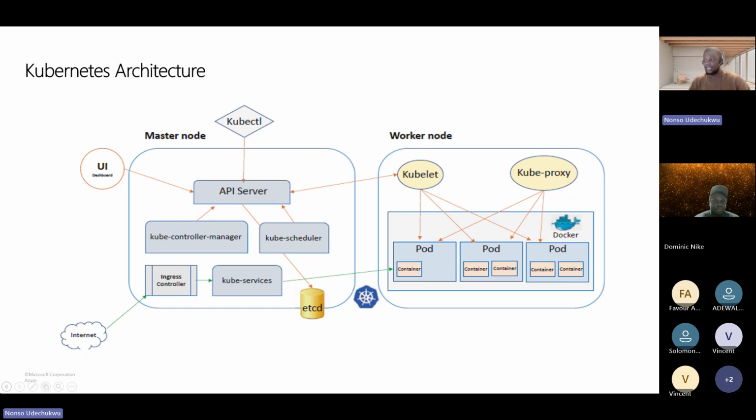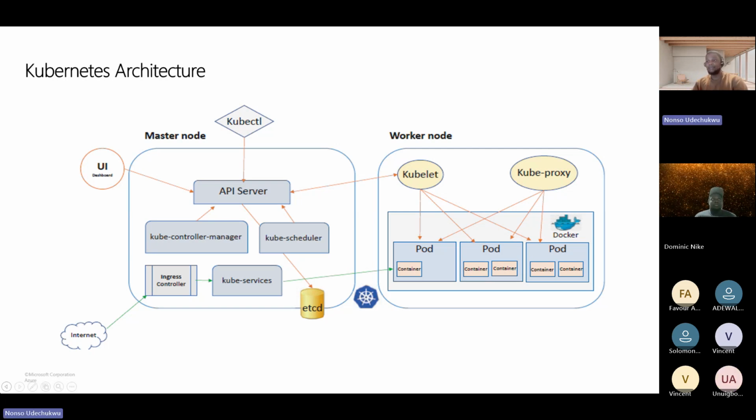So what is this? Kubernetes works in a very funny way. It's using REST API technology. So you have kubectl, which you use to make queries to your API server. Kubernetes basically has two things: the API server and the worker nodes.